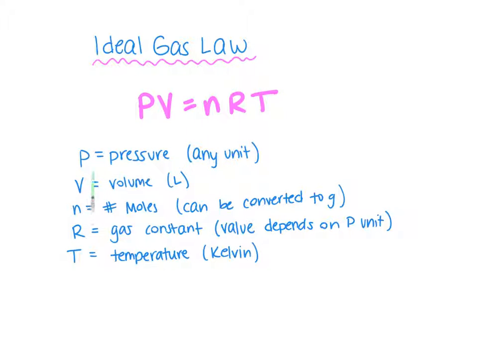So in this equation, the pressure is the P. It can be any unit, and we'll come back to that in a second. The volume has to be measured in liters. The n is the number of moles, which can be converted to grams if you have molar mass at the end. R is the gas constant. It is a constant, meaning it's always the same. It always has the same value, except that value depends on the pressure unit. So the pressure can be in any unit, it's just your gas constant, R, has to match whatever unit your pressure is in. And then the temperature, like all gas laws, has to be in Kelvin.